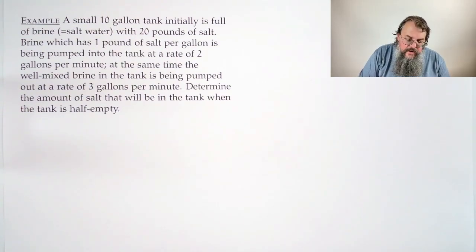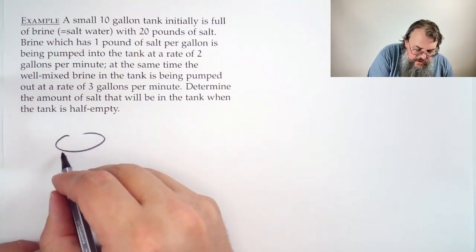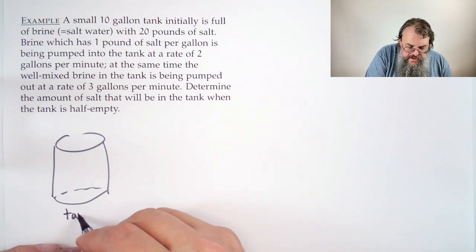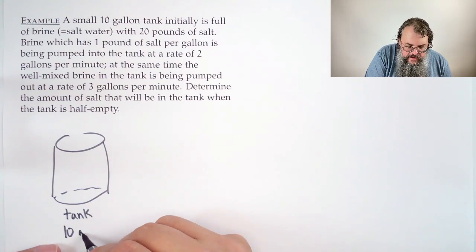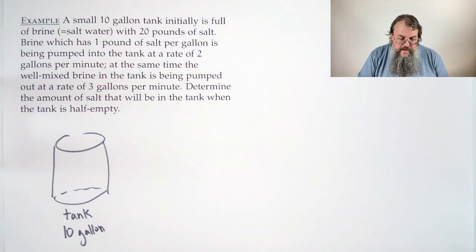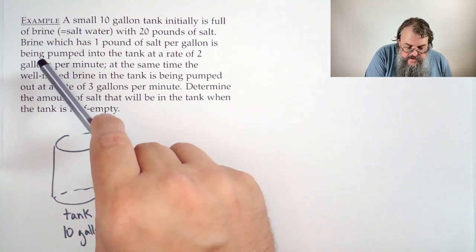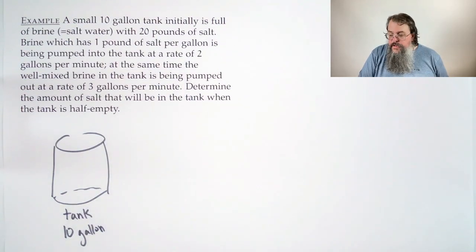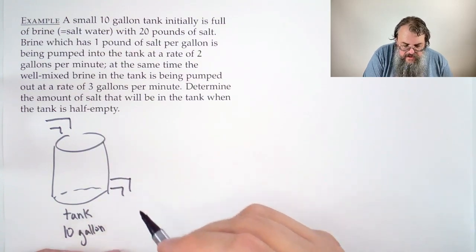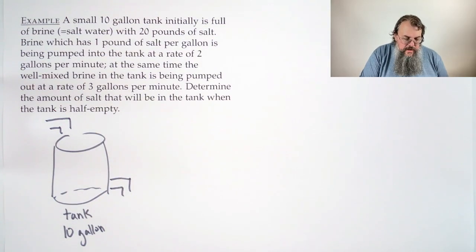Okay, so it's a smaller tank, but that's okay. We don't have to draw it too small. So here's our tank. Draw our picture here. And we know it's a 10-gallon tank because it says it's a 10-gallon tank and it's full. We also know that there's fluid coming in and there's fluid coming out. So we're going to draw our picture here. Fluid coming in, fluid coming out. So we'll quickly add in our parts. There's our inflow, and over here is our outflow.